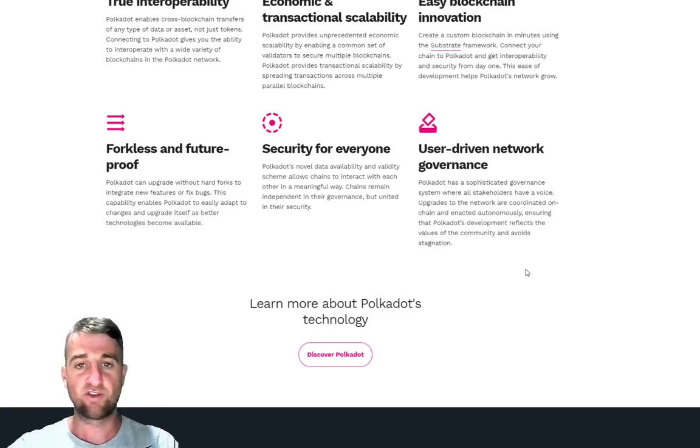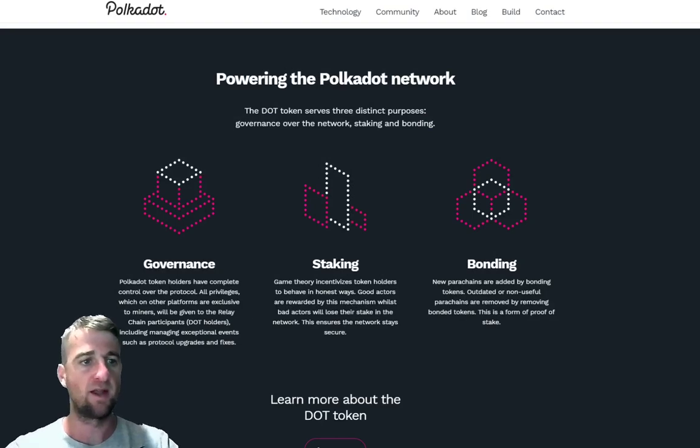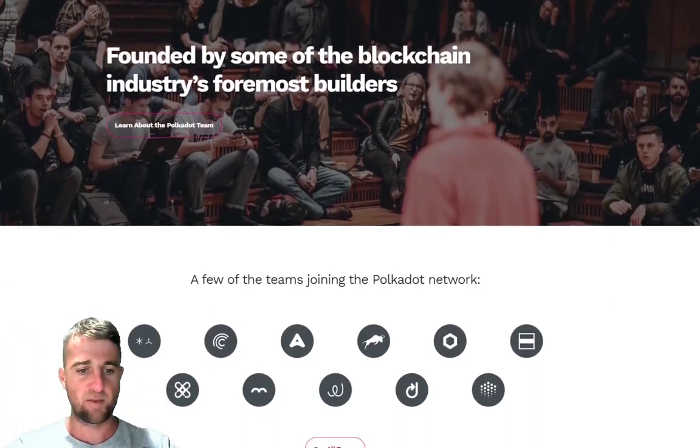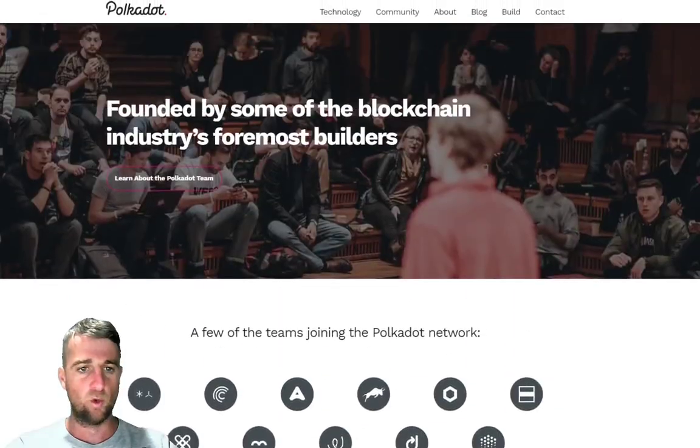and avoids stagnation. Moving down the website, you can see what is actually powering the Polkadot network. Before I just jump into it, I must say that this website is very well built. It's great and looks very professional, and as you can see, a lot of work's gone into this.